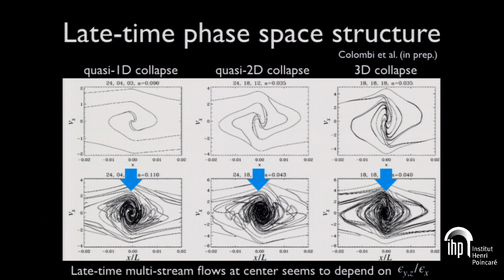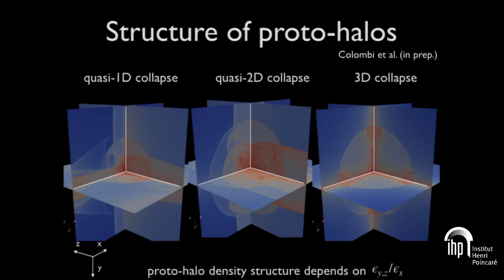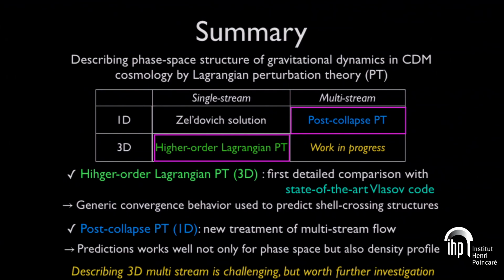Here, this is a result taken from Stefan. This is a real-time evolution of phase space. You see this is a different initial condition, and the development of multi-stream flow is really different, although we already have long-term evolution. And also, if you look at the density structure in 3D, you see rather different structure. So this may have an impact not only on the internal structure, but also on the external structure coupled with the tidal field. So I think we still have many things to do, but they are very important and interesting.